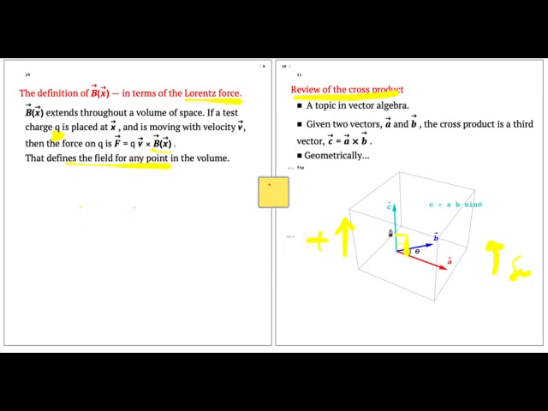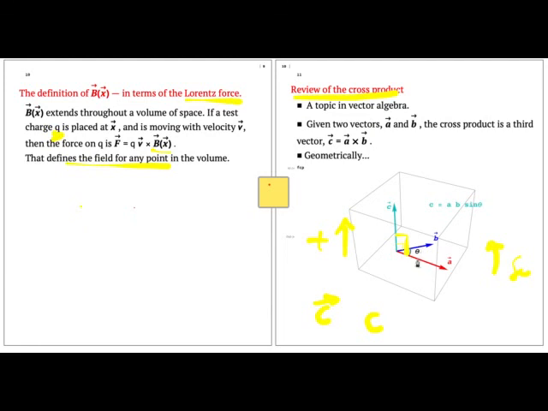Now what about the magnitude? Well, geometrically, the magnitude is AB sine theta. When I write C with an arrow over it, I'm talking about the vector. When I write C without the arrow over it, no arrow, I'm talking about the length of C, the magnitude of C, the magnitude of the vector. So C is AB sine theta.